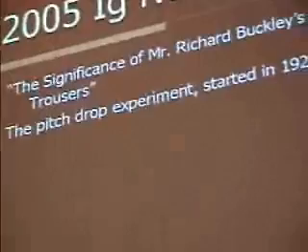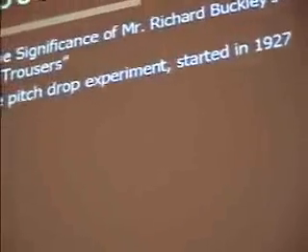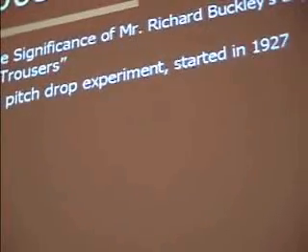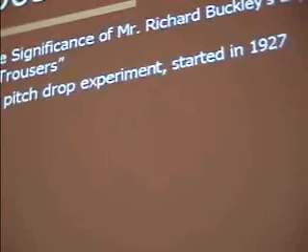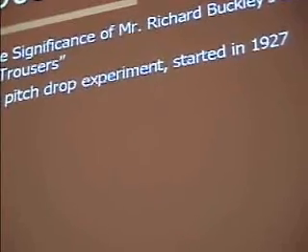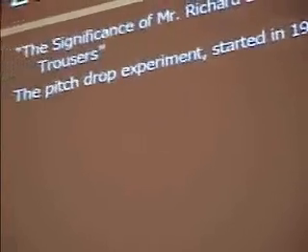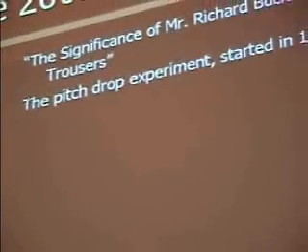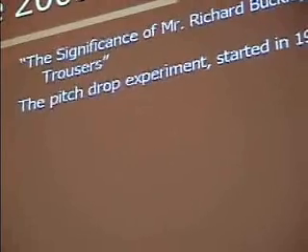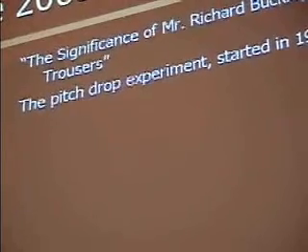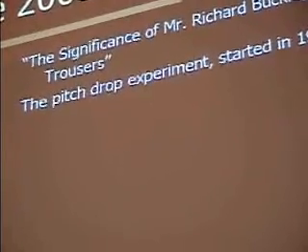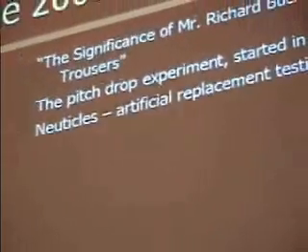Physics, the pitch drop experiment started in 1927. There was a big debate as to whether or not pitch, which is like the tar that's used on roofs, is liquid or solid. So they put this pitch in basically this big funnel, and they're watching how it drips. And this is actually the longest running experiment. It turns out it is a liquid, but it drips like once a decade or something like that. So it's like extremely viscous.